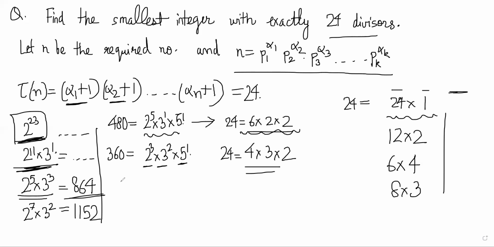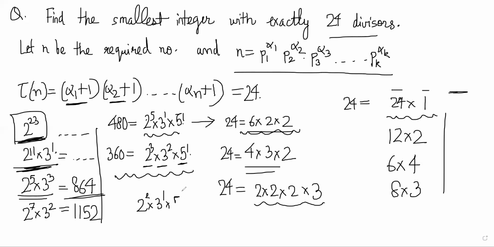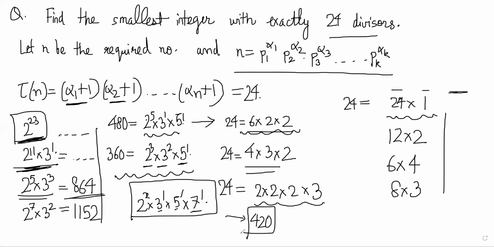And what about 24 being written as 4 factors? You can write 2 into 2 into 2 into 3, right? So the smaller number here would be 2 power 2 into 3 power 1 into 5 power 1 into 7 power 1. So that will be 4 into 3, 12 into 5, 60 into 7, 420 again, right? Now you cannot write 24 as 5 factors. You can only write this much. So the lowest one is 360.